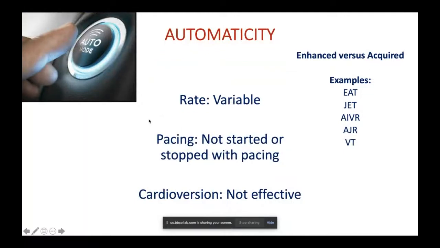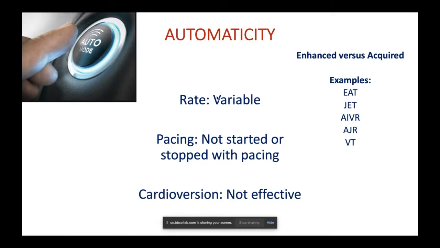The second mechanism is what we call automaticity. So this is an automatic focus which has a mind of its own. So the rate is typically variable. It is not started or stopped with pacing, meaning, for example, if a patient has an automatic focus that's going at 200 beats per minute, and you pace someone at 250 beats a minute for 10 seconds and you come off, it doesn't do anything to the automatic focus. As soon as you stop pacing, that focus will wake up again and it'll start firing at 200 beats a minute again. And you can cardiovert them. There's a pretty good chance that focus will suppress for a few seconds and come right back. So those are the typical characteristics of an automatic tachycardia.